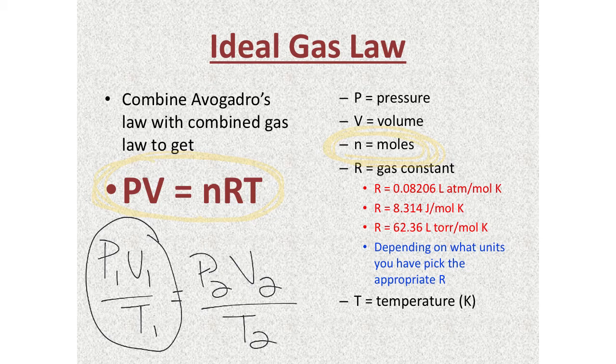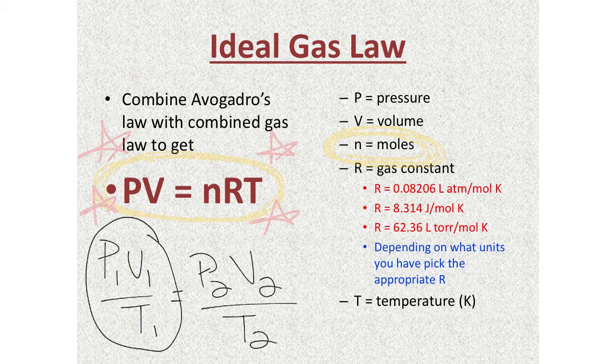So we're going to have a lot of uses for this formula. It is on your reference table. You will end up memorizing it because we're going to use it so much, but it's on your reference table so you don't have to memorize it. P is pressure. We'll use ATM, torr, millimeters of mercury, kilopascals for pressure. V is volume. N is moles.